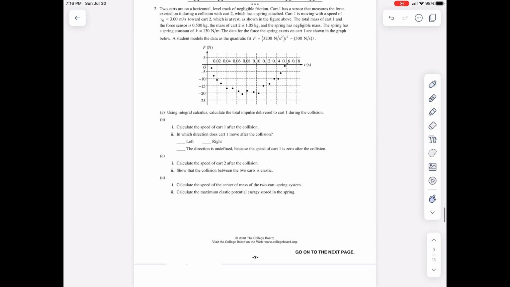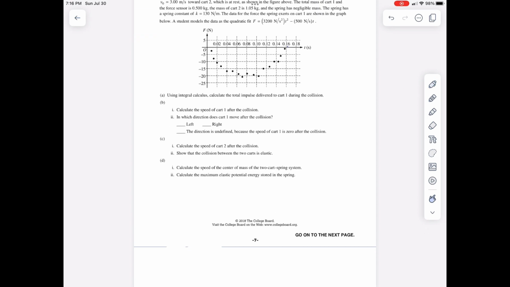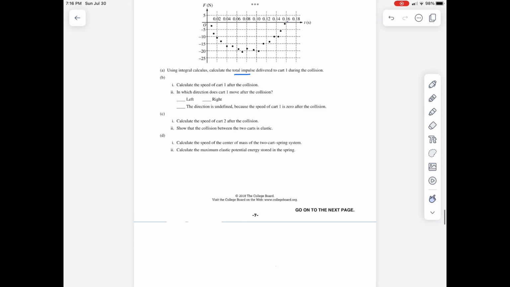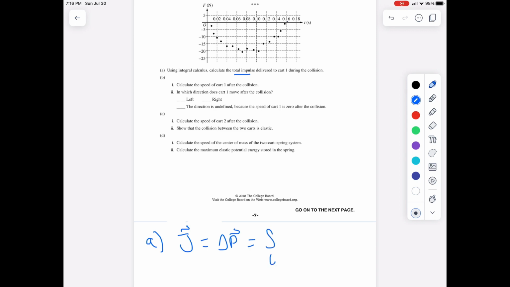So for part A, it says, using integral calculus, calculate the total impulse delivered to Cart 1 during the collision. So we want total impulse. Well, we know that impulse is equal to change in momentum, which is equal to the integral from t0 to tf of force across time. And we want to be using integral calculus.